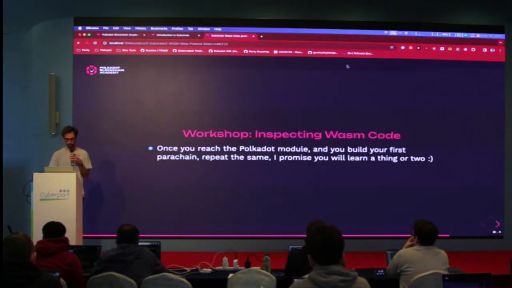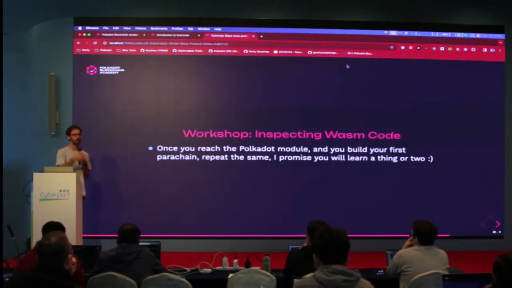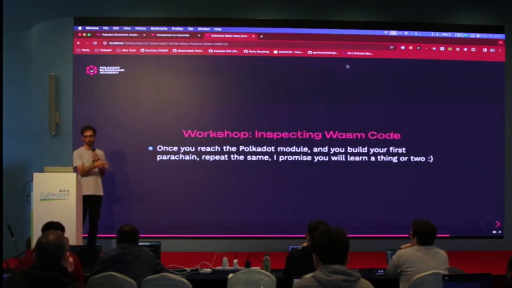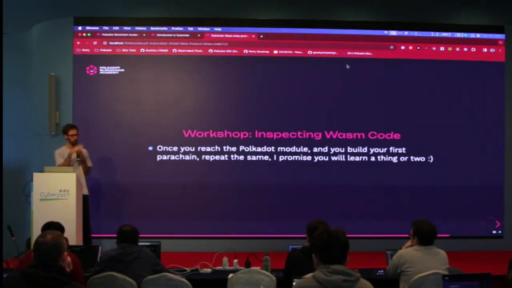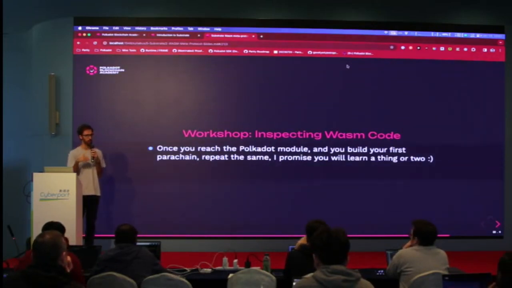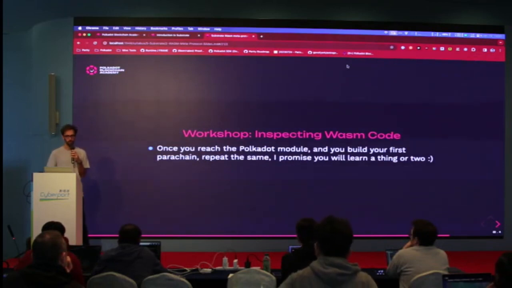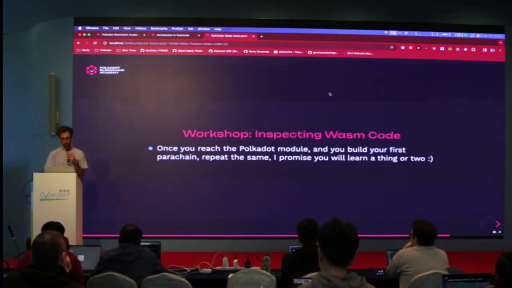Quite interesting to do. Especially when you build your first parachain in 2 weeks. It's quite interesting to go and repeat this process, because a parachain has further runtime APIs, or some special ones, and you will be able to see those as well.